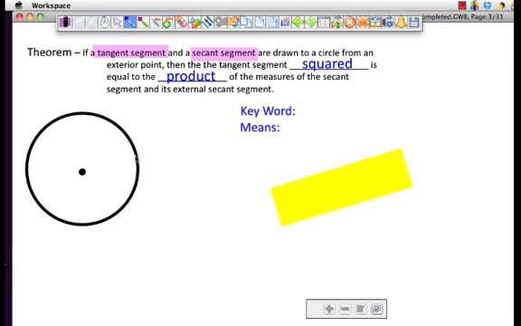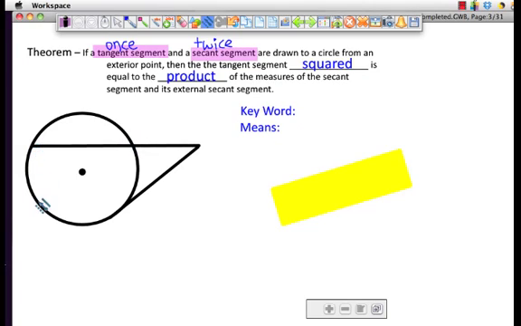Do you remember? A tangent segment intersects the circle once. It doesn't go through the circle. A secant segment intersects the circle twice. It goes all the way through the circle. So let's draw that. A tangent line would look like this, or a segment. Then a secant segment would actually go through the circle.